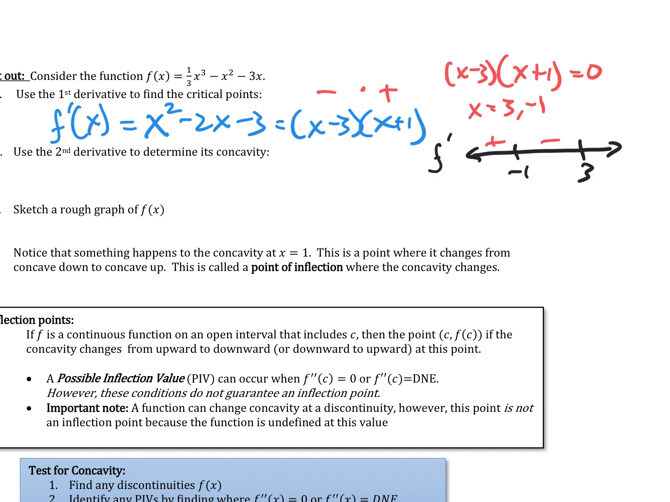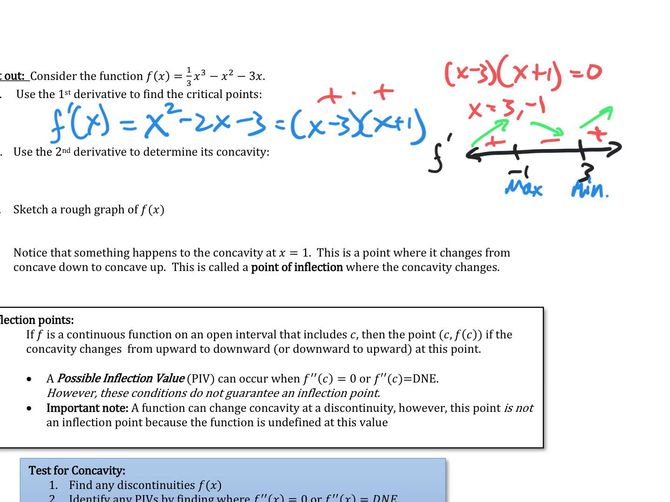Pick a number bigger than 3. How about 4? If we plug in 4, we get a positive number. Positive times a positive is a positive. So that tells us that we are increasing, decreasing, and increasing there, which means that negative 1 is a max and 3 is a minimum.